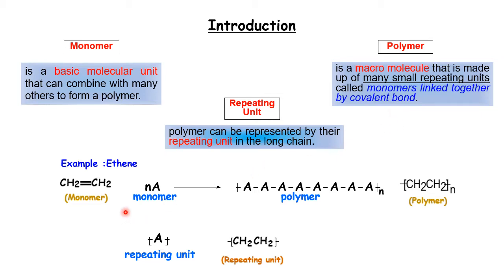Okay, if we check the general formula, by using compound A, it starts from monomer, and then keeps on repeating the compound A, and then it will form polymer with the n value at the end of the structure. Okay, and then the A actually is the repeating unit. So when the repeating unit joins together, it will form polymer. So by using the example of ethene, CH2=CH2 as the monomer, it joins together, keeps on repeating CH2, CH2, and then with the n is the polymer.